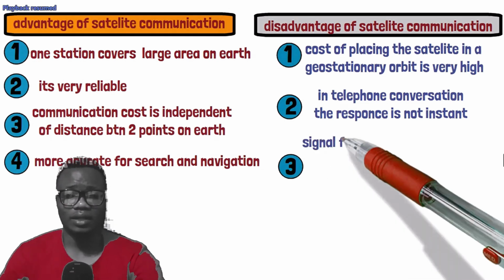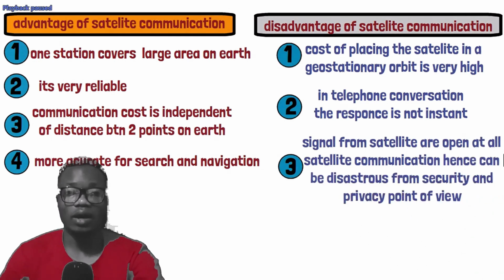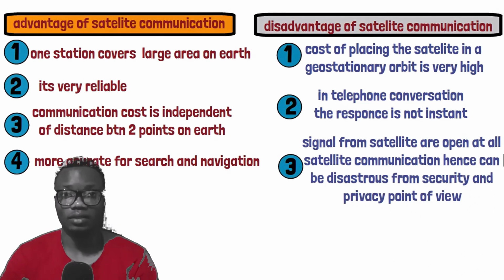And another disadvantage of satellite communication is that signals from satellites are open in all satellite communication. Hence, there is low security. Security and privacy are not guaranteed using satellite communication. That's why some hackers can easily access your information when it goes through satellite communication.